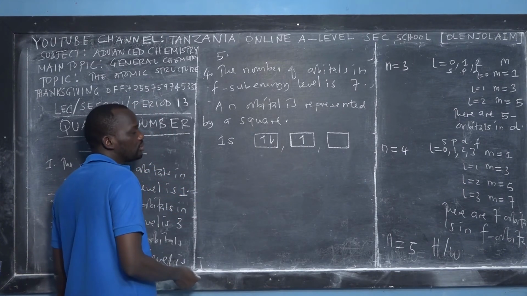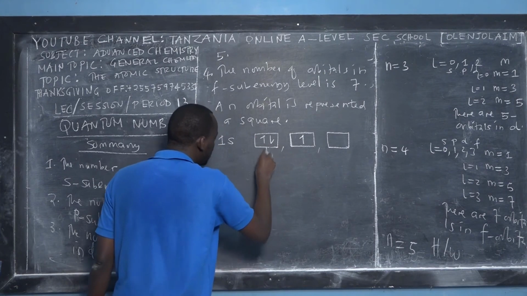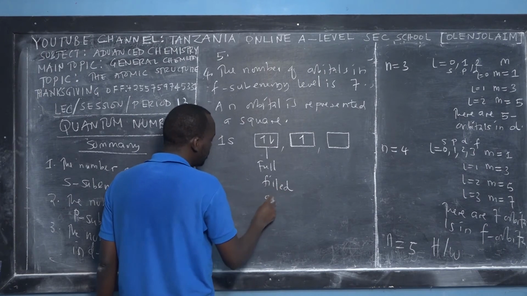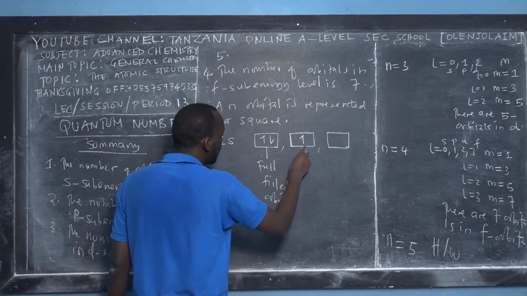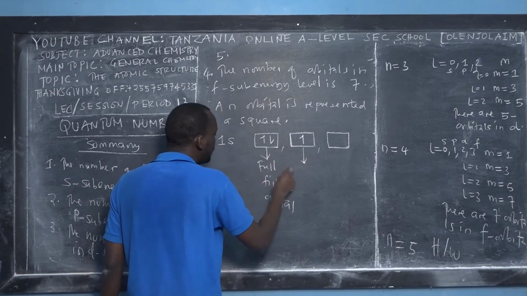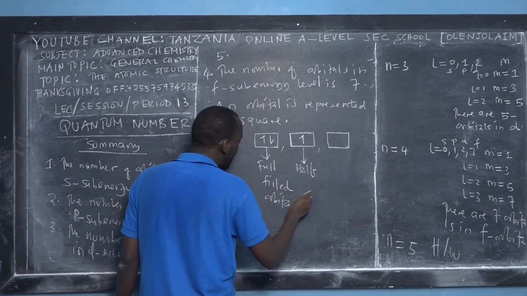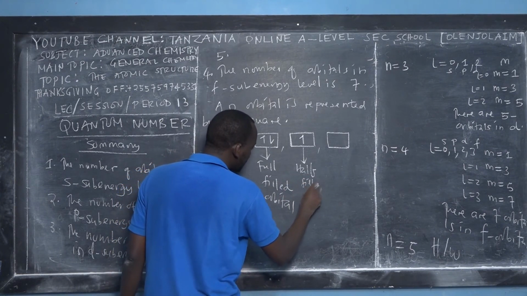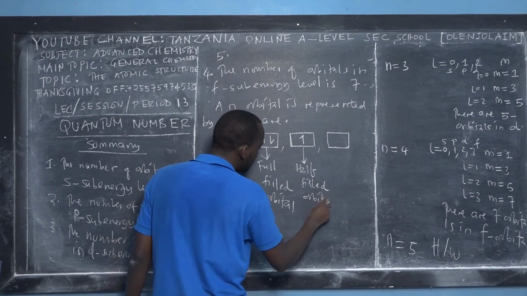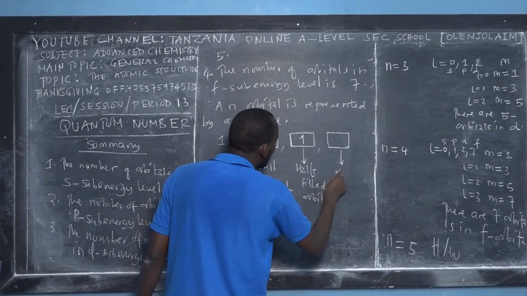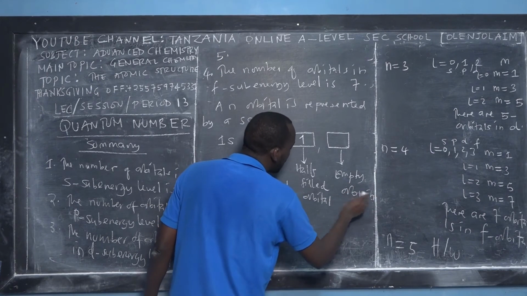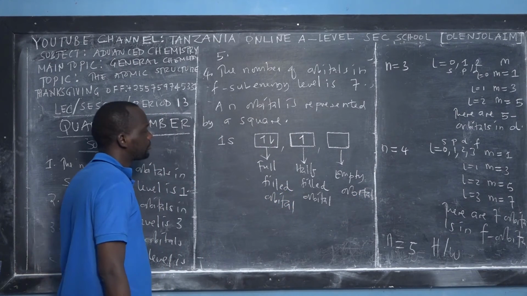So this is one s orbital. This means that this we call the full filled orbital, and this one we call the half filled. Half filled. I will teach you what the meaning of this sign is. Half filled orbital. And this we call the empty orbital. This is a detailed study of atomic structure.